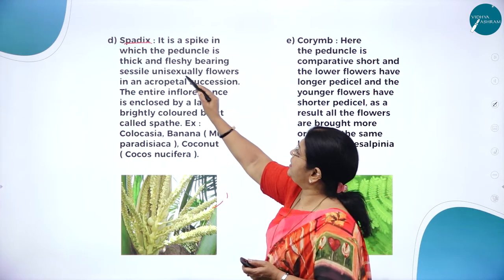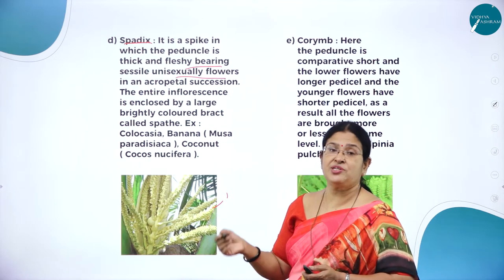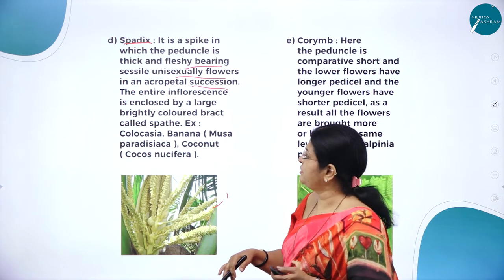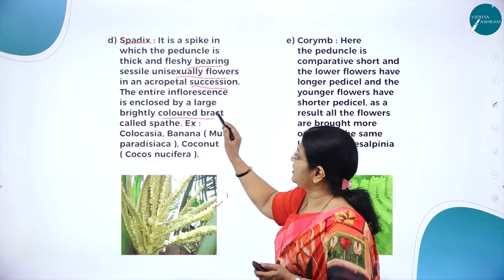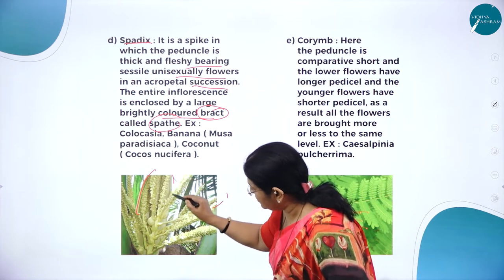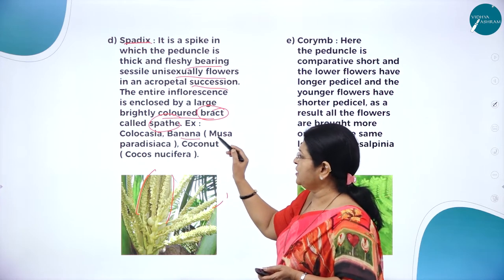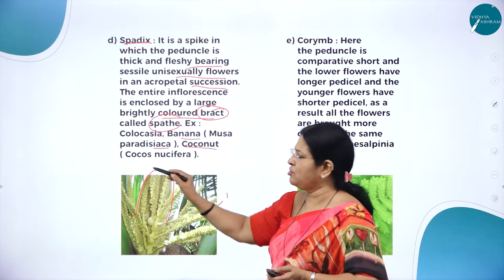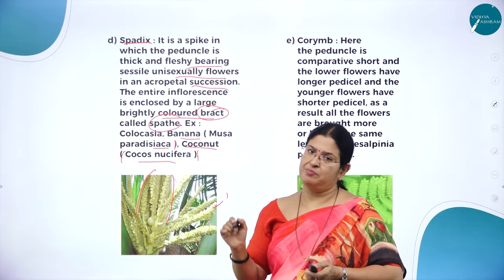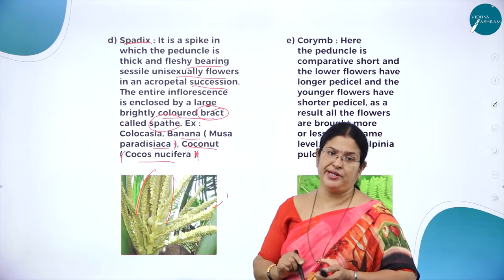It is a spike in which the peduncle is thick and fleshy, bearing sessile unisexual flowers. Here it is unisexual, male is separate from female, and in acropetal succession, older flowers will be at the base. The entire inflorescence is brightly colored by a bract called spathe. Here you can see the spathe, this bract-like structure. Example, banana, that is Musa paradisiaca, and coconut, Cocos nucifera. As I said, never put the scientific names in brackets. Here it is put, but it is wrong. Only the common names should be put in brackets.